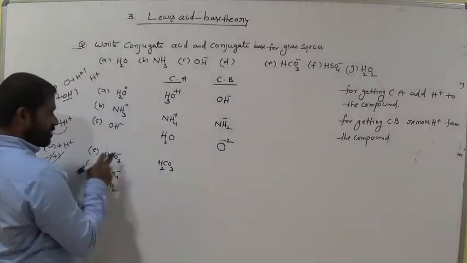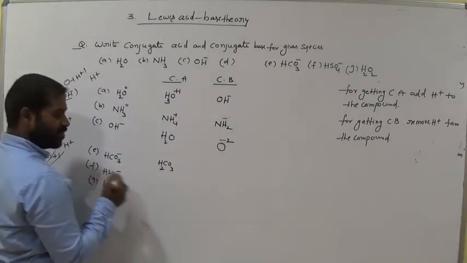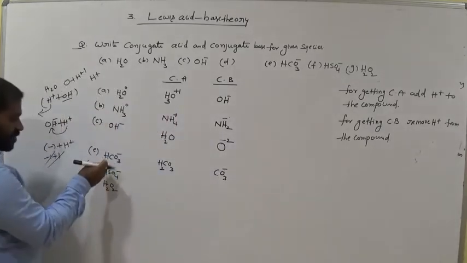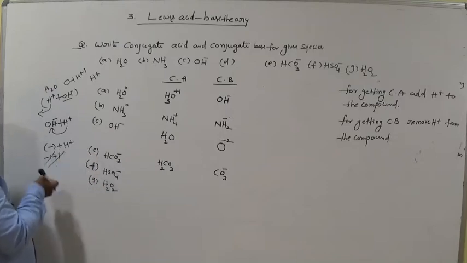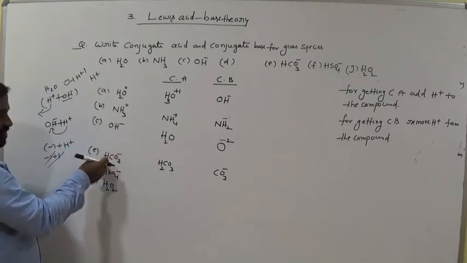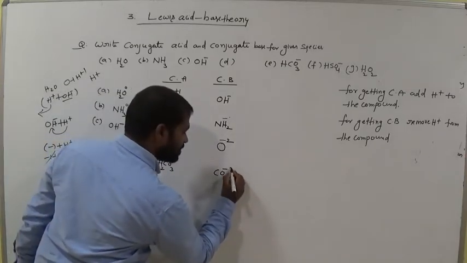And now for the conjugate base, remove H plus. Then the remaining one is CO3 minus. When we remove H plus, we keep one minus. Already it has minus. So when we remove H plus, keep one more minus. Now minus plus minus is minus 2.